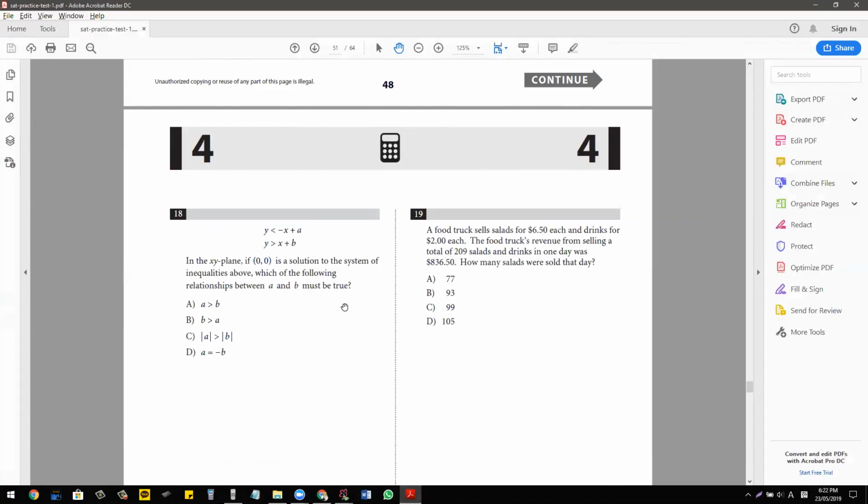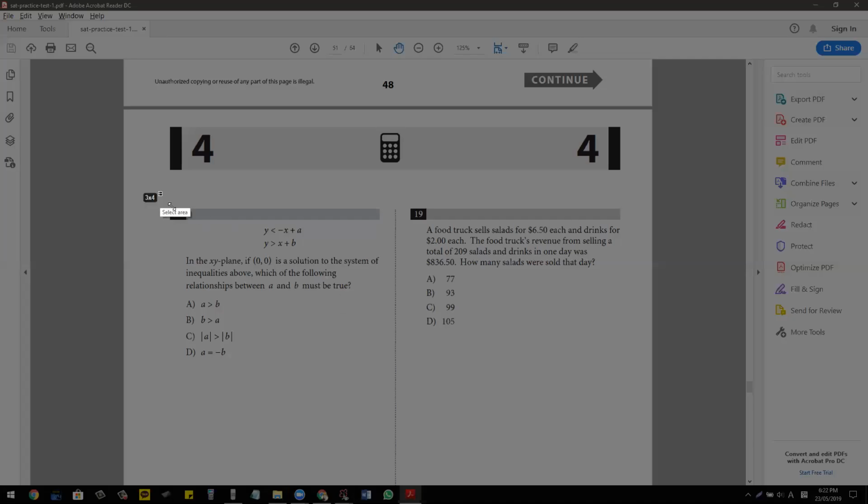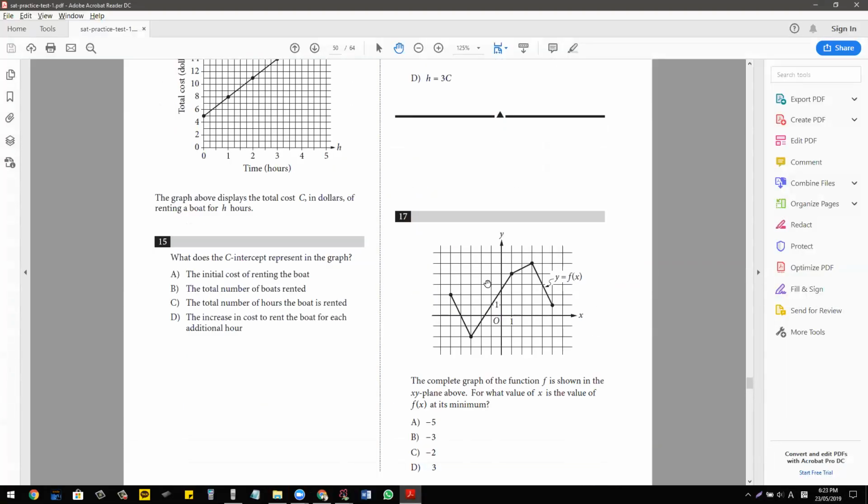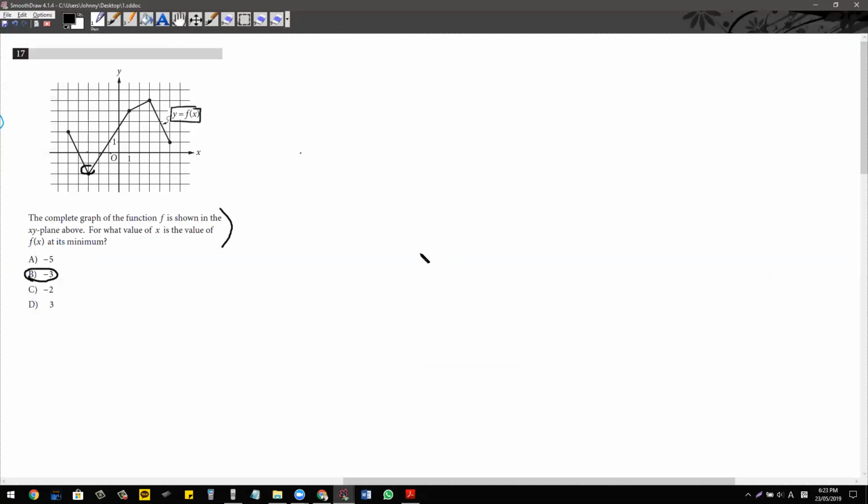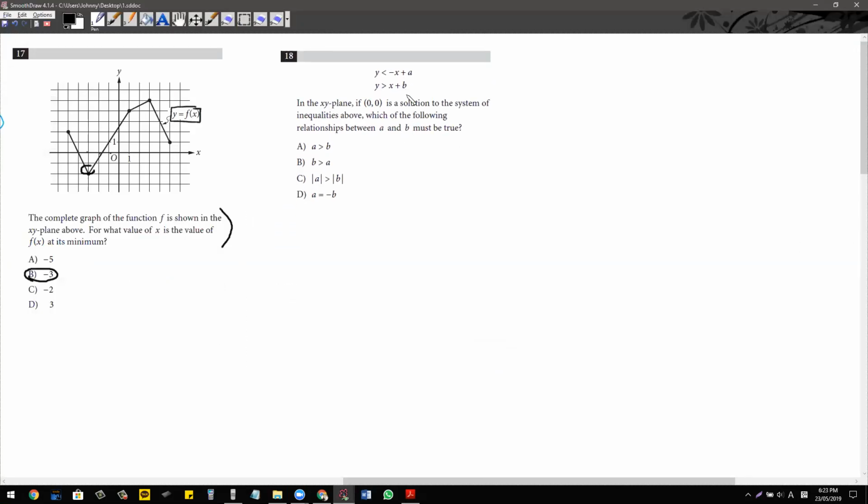Now, moving on to 18. This one here and this one here. In the xy plane, if (0, 0) is a solution to the system of inequalities above, which of the following relationships between A and B must be true? Before we go through this, I just want to tell you something.